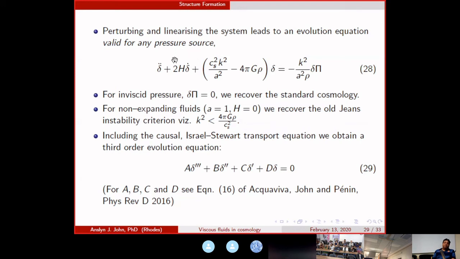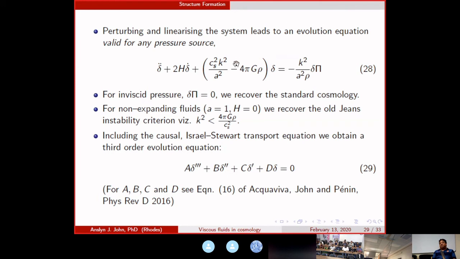If I don't have any expansion, then the Hubble parameter vanishes. So I just have a delta double dot and a delta. So that looks like the equation of simple harmonic motion. So you'd expect nice sinusoidal solutions. However, your coefficient of delta will change sign depending on the wavelength you're looking at, or the wave number, k. And so where this term in brackets vanishes, that gives us the Jeans stability criterion. So your system goes from having waves that just oscillate to waves that grow exponentially. When the waves are growing exponentially, that's when the instability sets in, and that's when large-scale structure is built. That's the old Jeans instability.